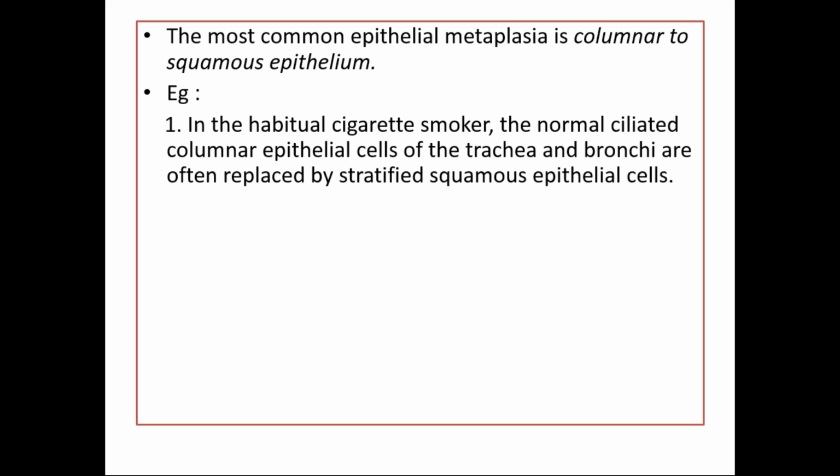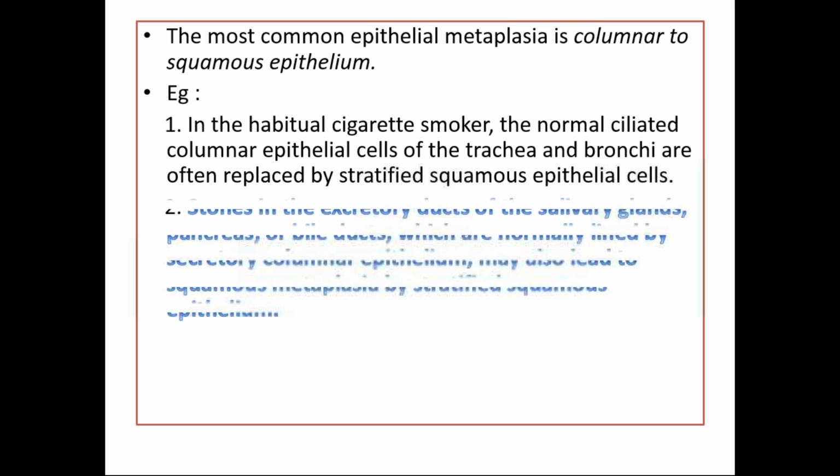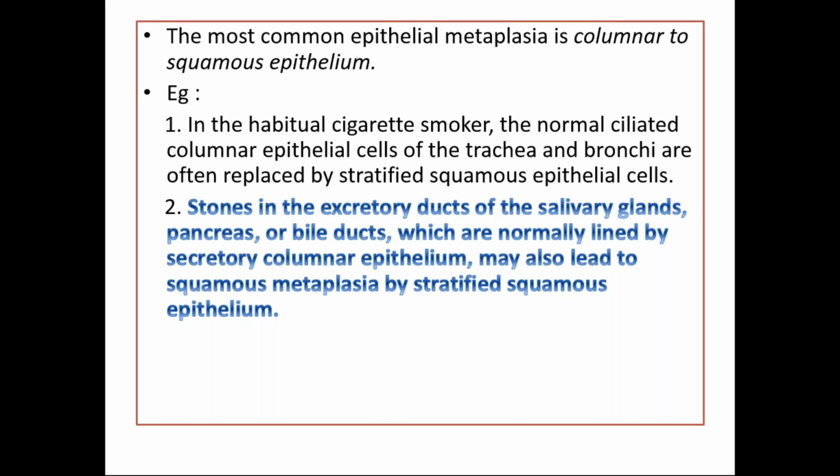For example, in the habitual cigarette smoker, the normal ciliated columnar epithelial cells of the trachea and bronchi are often replaced by stratified squamous epithelium. Bronchi are mainly lined by ciliated columnar epithelium, but in chronic or habitual cigarette smokers, this ciliated epithelium is unable to cope with that stress, so it is replaced by stratified squamous epithelium.